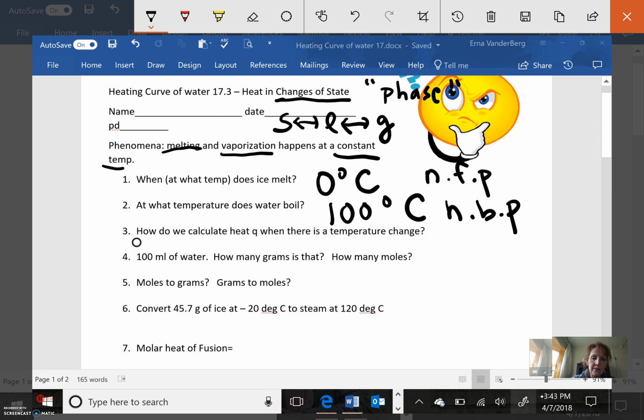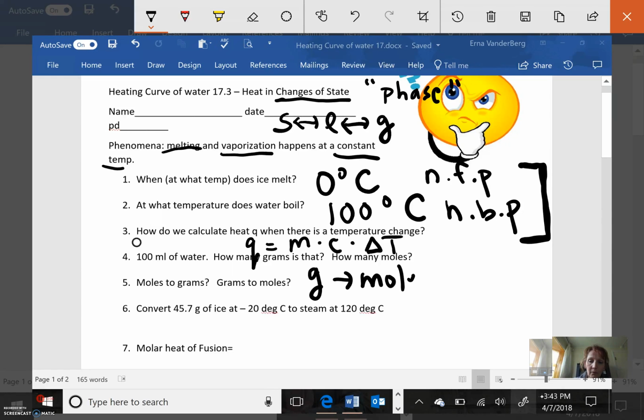How do we calculate Q? Please remember that when there is a temperature change, Q is calculated based on the mass times the specific heat constant times the change in temperature. The reason I'm reviewing that with you is because when there's a change in temperature, you can calculate Q this way, but when there's a change in state, the temperature is holding constant, you need to do something different. You need to change your grams to moles, okay? And then you need to multiply that value by what's called the molar heat, okay?